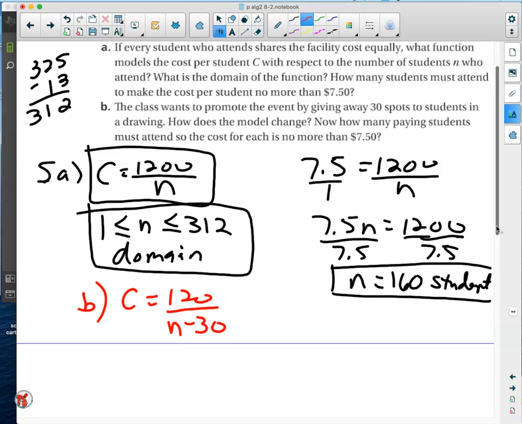And our domain, well, again, we lost 30 people. So they're having trouble finding people that are willing to go. And they decide we're going to go ahead and give away these 30 tickets. So now we'll take 312 and we'll subtract 30, and that'll give us 282.